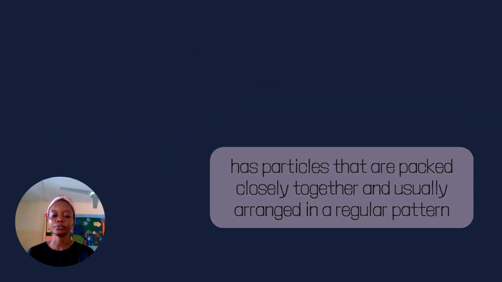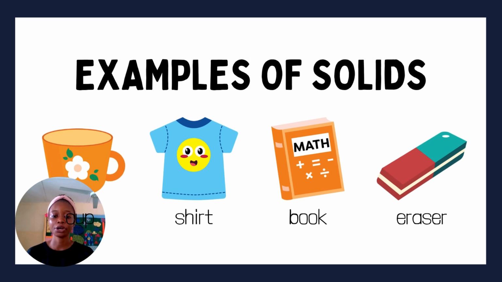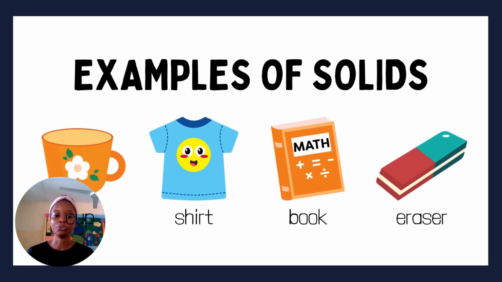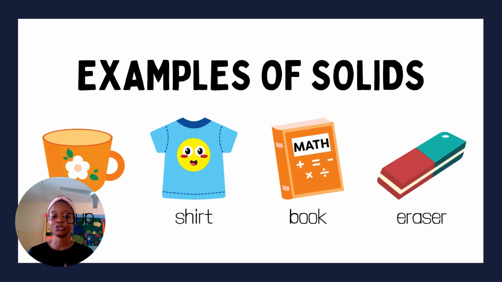Some examples of matter in a solid state: we have your cup, your shirt, your book, your eraser, your tables, your chairs, birds, windows, and so many other examples. So I want you to look around you, identify some matter in the solid state, and put them in the comment section of this video.